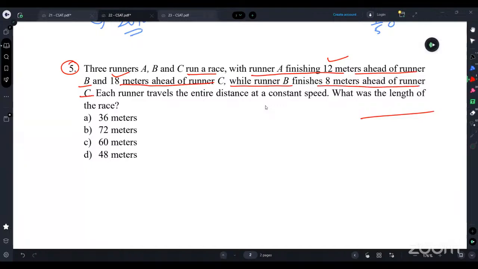Okay, so this is about the second information between B and C. Each runner travels the entire distance at a constant speed. What is the length of the race? Okay, let's assume that the length of the race is X meters.